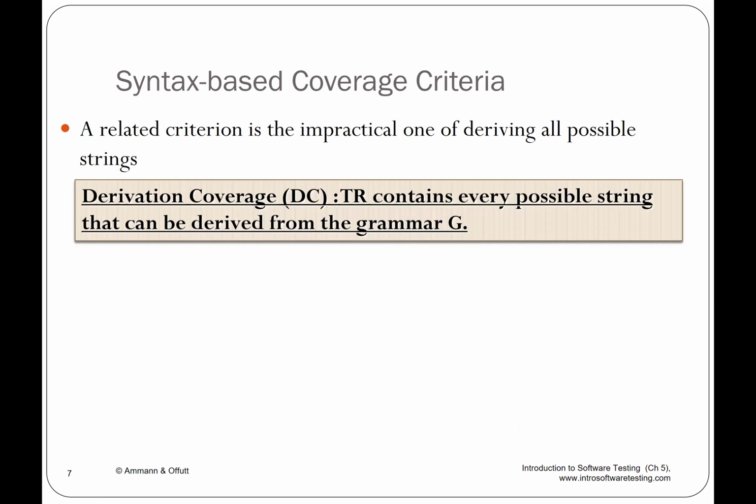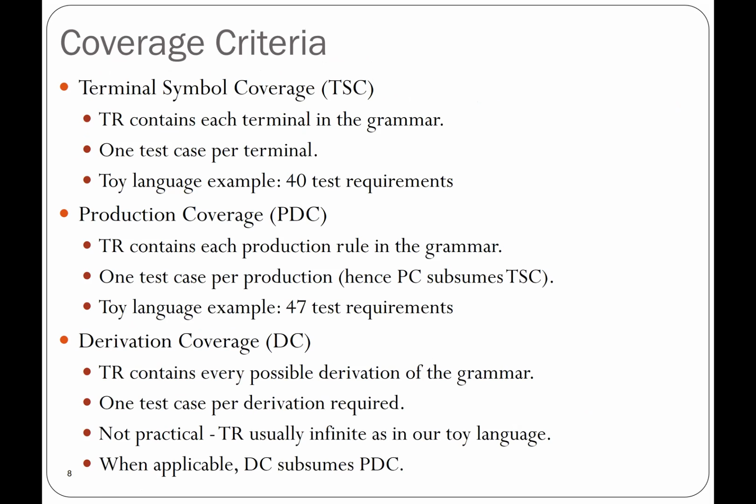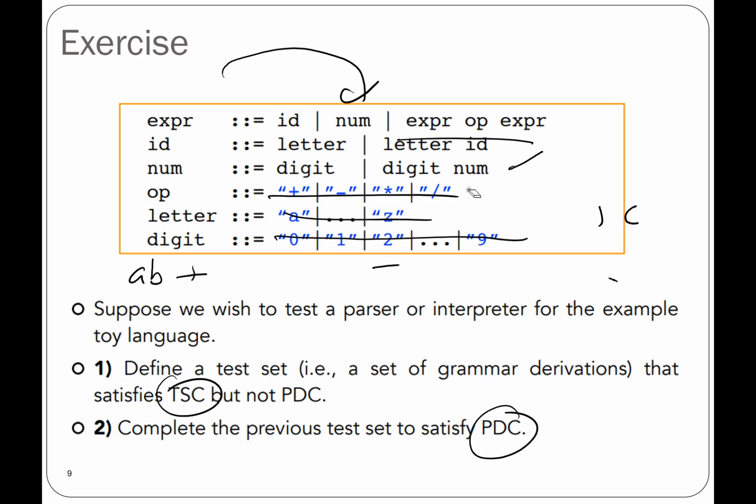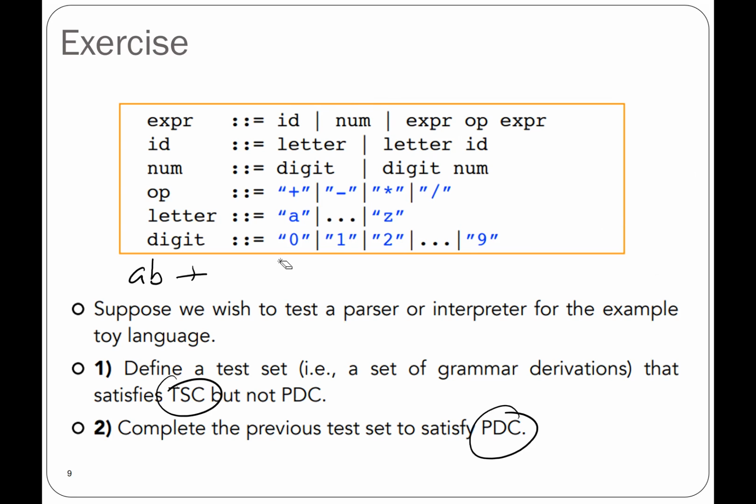Another criterion is called the derivation coverage. If we go back to this over here, when we were doing PDC, we did a 1, 2, AB plus 1, 2 to cover this one along with this one and that one. But derivation coverage means it's not enough to go through the production rule itself; I have to go through every possible derivation that can exist.